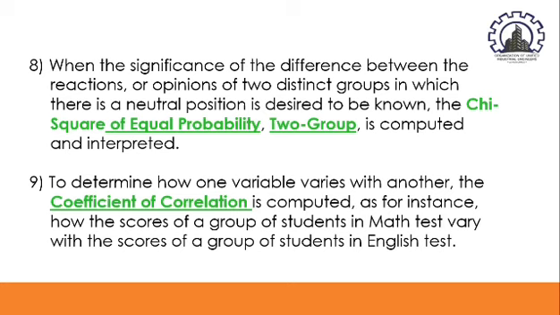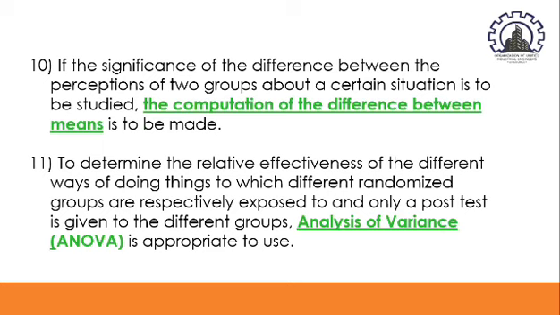And for number 10, if the significance of the difference between the perceptions of two groups about a certain situation is to be studied, then the computation of the difference between means is to be made. For example, is there a significant difference between the perceptions of the teachers and those of the students about the facilities of the school? To answer this question, the significance of the difference of two means is used. The statistical measure computed is called T.